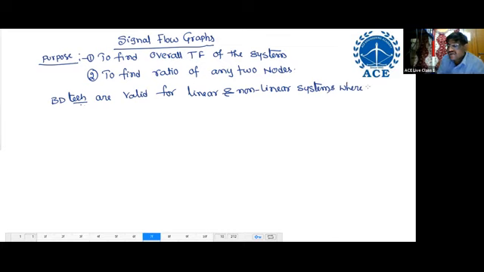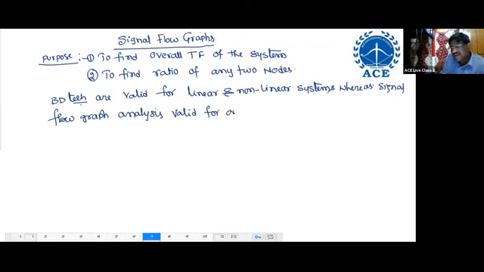So block diagram techniques are valid for linear and non-linear systems, whereas signal flow graph analysis is valid for only linear systems.